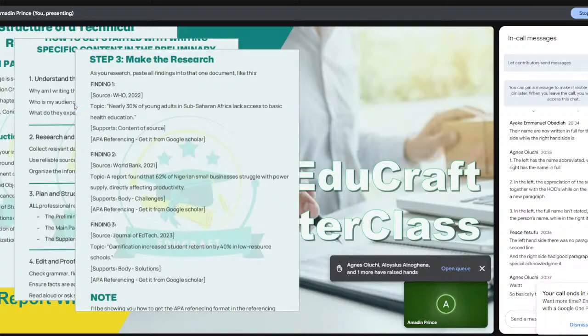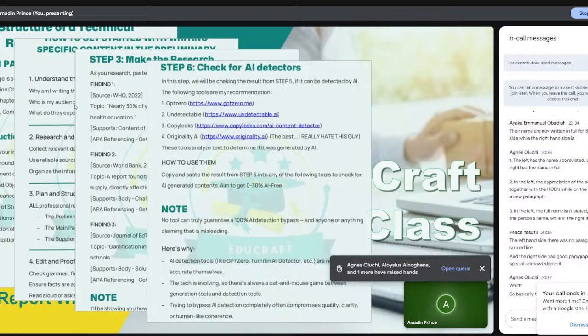Personally, I like taking up to 30 findings because there's no harm in getting more things. The more you get, the more detailed your report is. After getting those findings, I'll be showing you how to gather them and how to make a full report. I'll move on to this one.